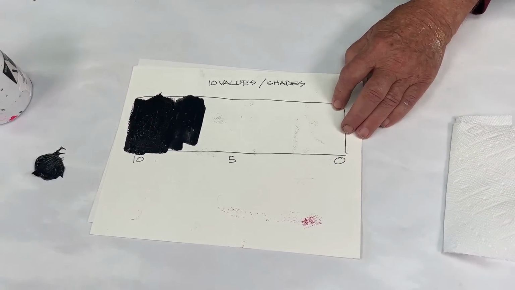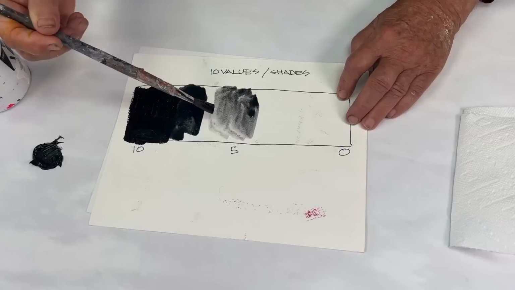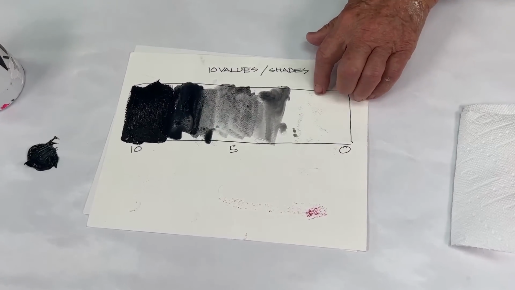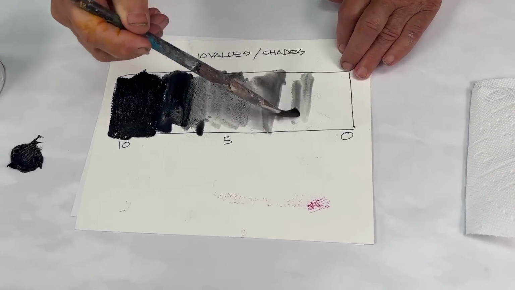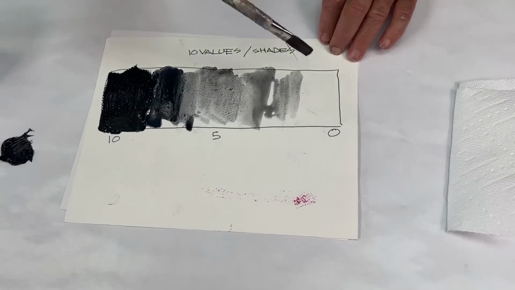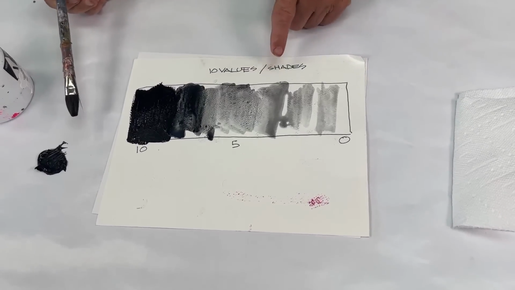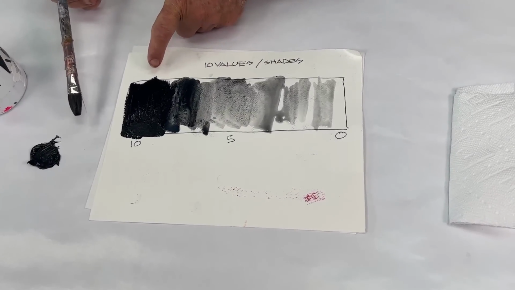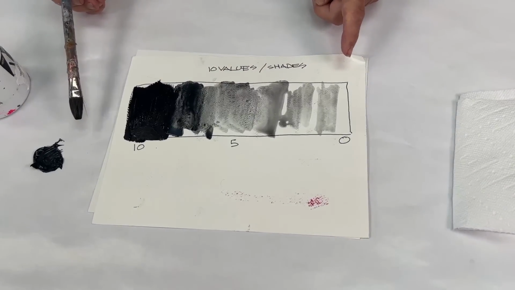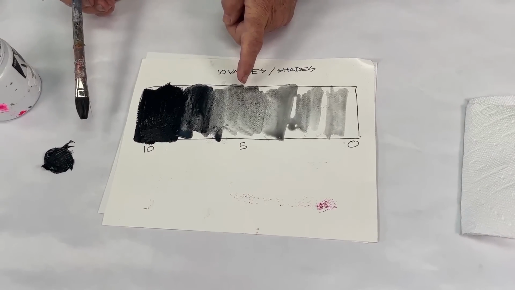Now I'm going to start adding some water to this as we get down the line. See, it gets a little bit brighter. And even more so. Even more so. And all the way down to just pure water. There you go. So that's your grayscale, shades of one color. It can either be black or any of the other colors. And you do one of these, it's a great way to practice. So when we say a midtone, well, 5 is your midtone of that color.